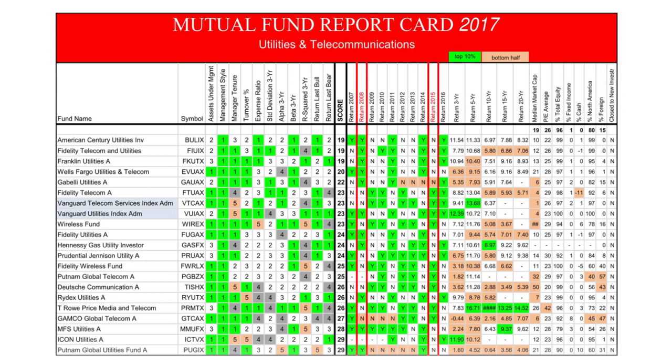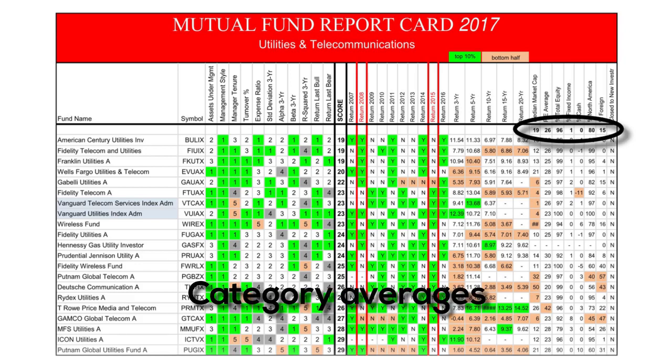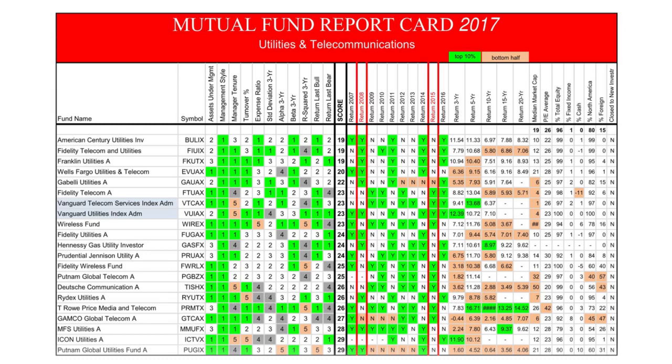Notice before any of the funds are listed, you see bold numbers inside median market cap across to foreign. That represents the average of the categories. So you can quickly look and see if any particular fund statistic there is under or over the category average.